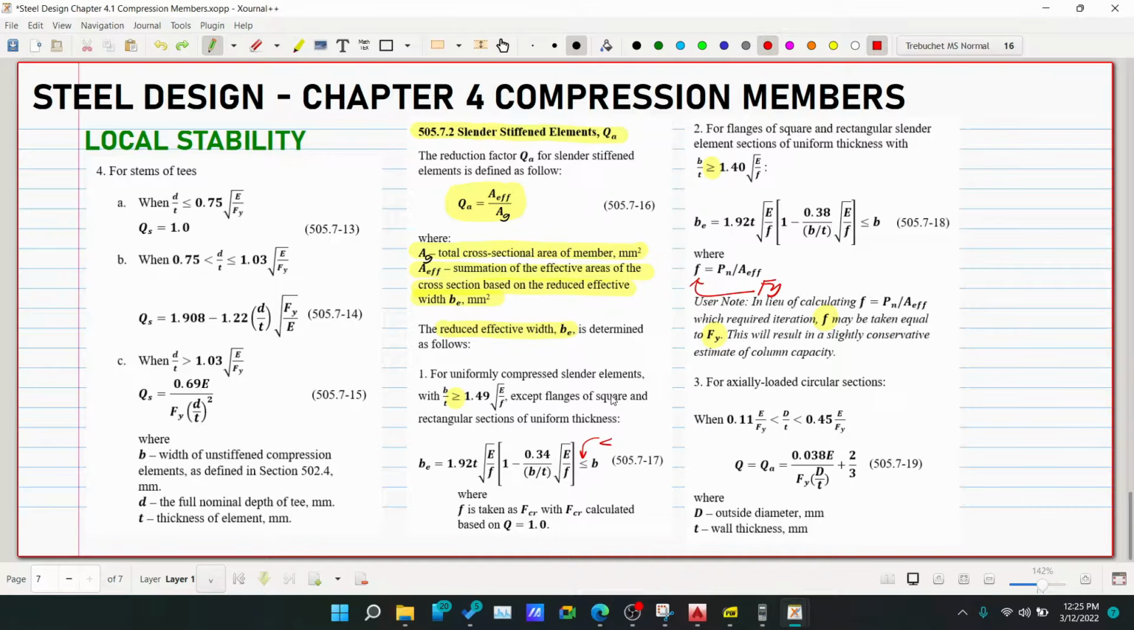Flanges of square and rectangular section, no? So here in number 1, except that one. So we are not in number 1. We are in number 2, because it says here, for flanges of square and rectangular section. So rectangular section is our HSS. So we are under number 2.